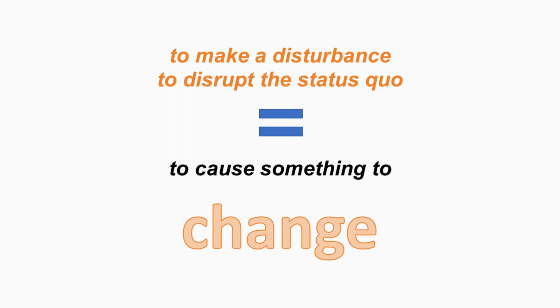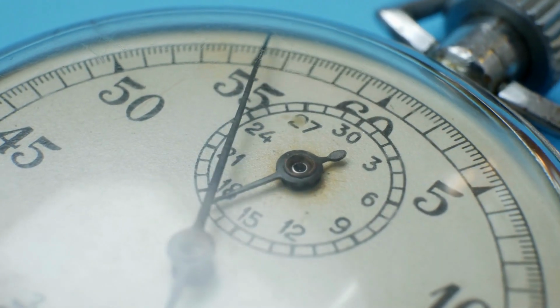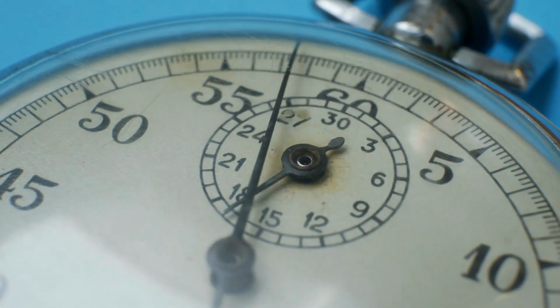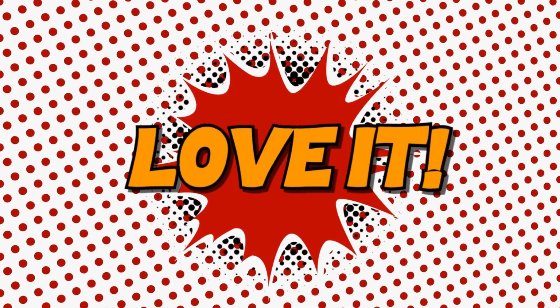Are you ready? What regularly changes shape, yet remains a sphere? Is always there, but often not seen. Regularly changes shape, but remains a sphere, is always there, but often not seen. Are you ready for the answer? It's the moon. Don't you just love it?